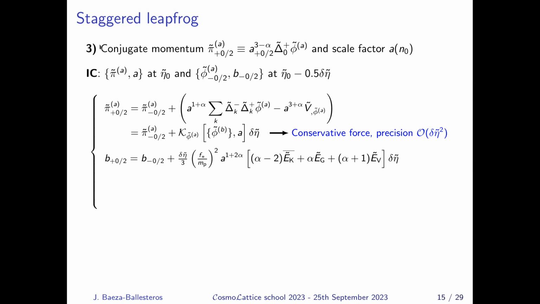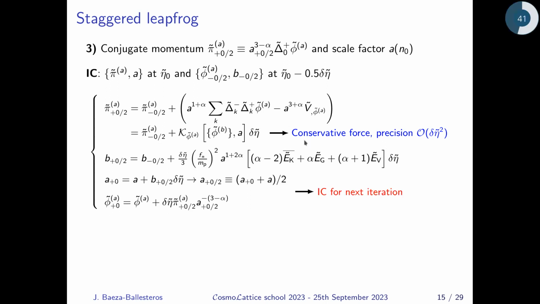So to solve these things, we started with the initial conditions. We solved for the conjugate momentum. We solve for the derivative of the scale factor, which is given by these quantities here, where note that we have to do an average for the kinetic term. And so this is the first part of the evolution, the first of the steps in the leapfrog.